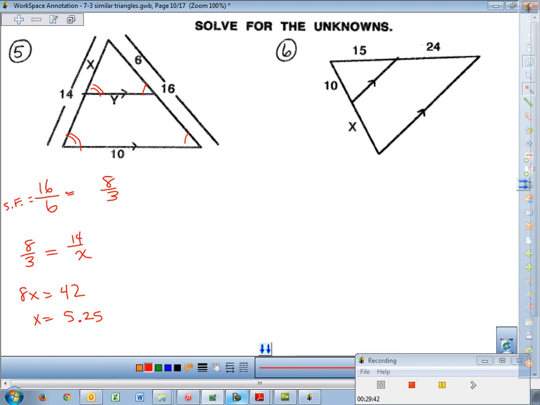Good? Find y for me. Eight thirds is 10 over y or y over 10? Big over little. So now 3 times, there would be 6, 3/4, so 0.75, is that right? Yeah.